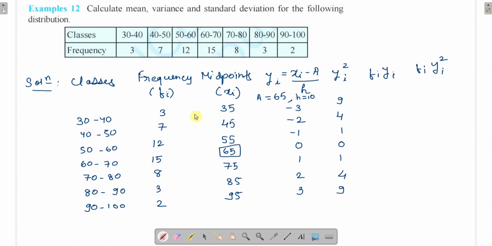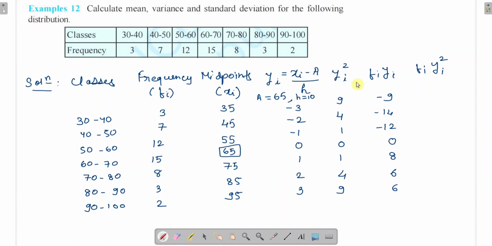Then fi yi. 3 times minus 3 is minus 9. 7 times minus 2 is minus 14. 12 times minus 1 is minus 12. 15 times 0 is 0. 8 times 1 is 8. 3 times 2 is 6. 2 times 3 is 6.